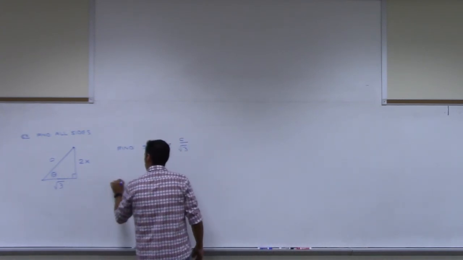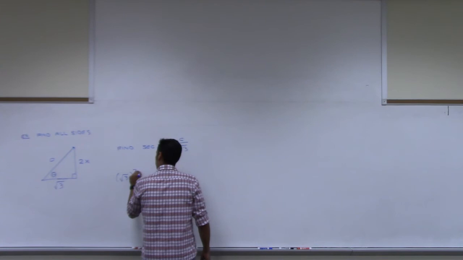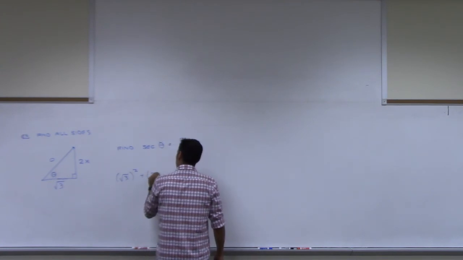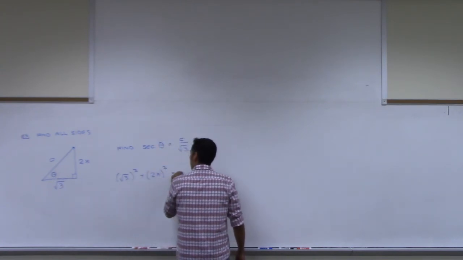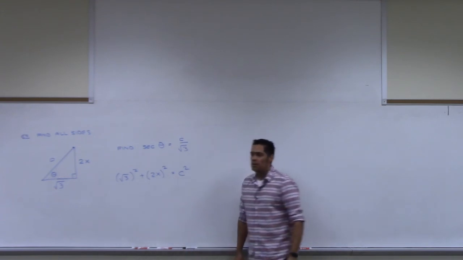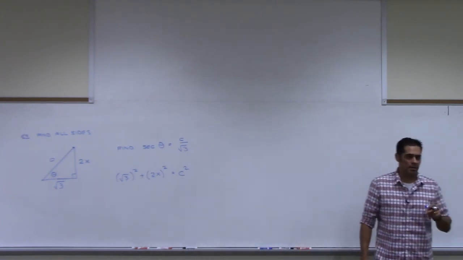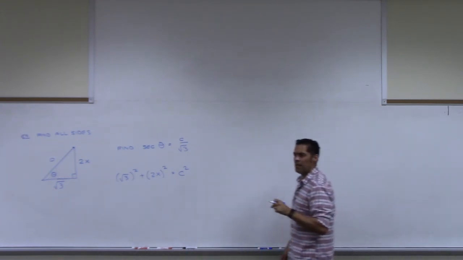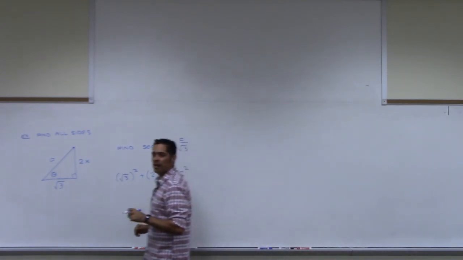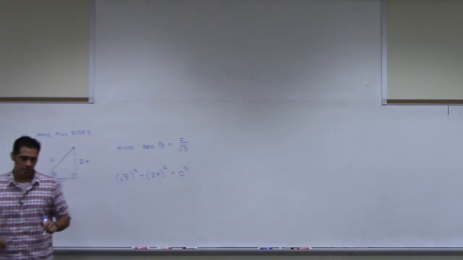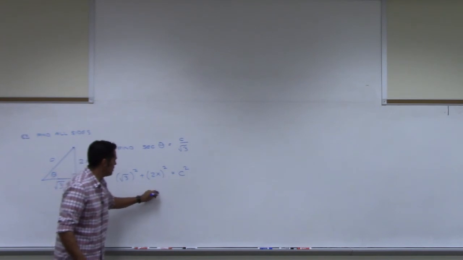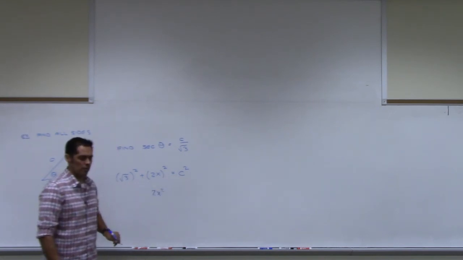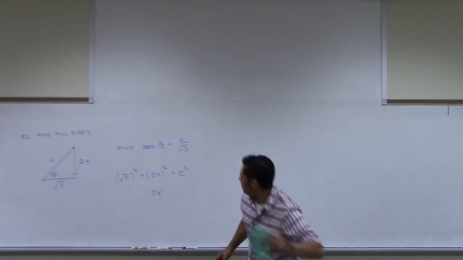We can say root 3 squared plus, and this is what I didn't see enough of walking around, the 2x squared was not being squared properly. When you square 2x, you have to put the square on both the 2 and the x. So you get 4x squared. All right, just be careful with that. I saw a lot of this. That is not correct. So you square both the 2 and the x.